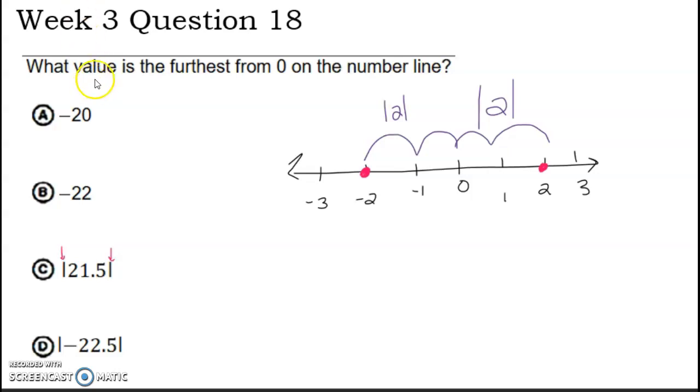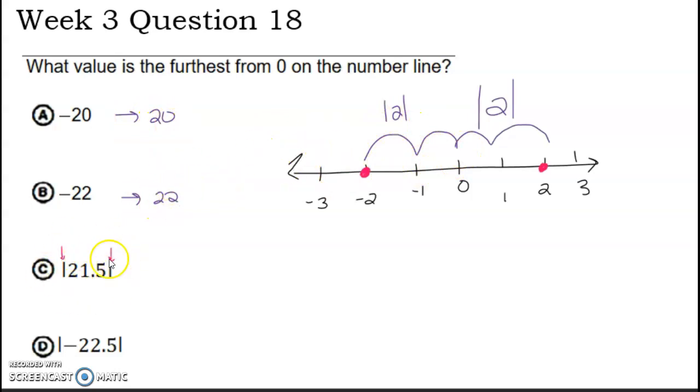So if I were on a number line at -20, and I'm at 0, I would have to go 20 hops to the left. So this absolute value is 20. For this one, if I were to start at 0 and get to -22, I would go negative and it would take me 22 hops to get there. So this one's actually a little farther than this one. It would take more hops.